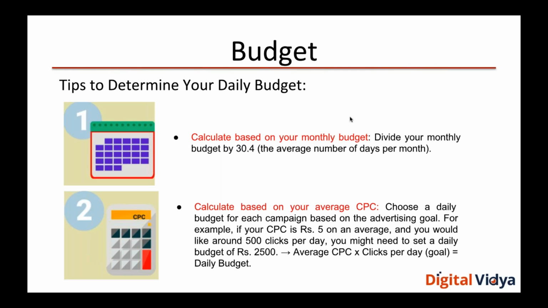So the second method is not something that you can use when you're straight away starting a campaign with no data. So you may have to go for, okay, I have a monthly budget in mind. Let me work with that. I'll divide that by 30.4. So first time you go with whatever is a comfortable budget for you. Okay, so we are just looking at different ways of arriving at a daily budget.